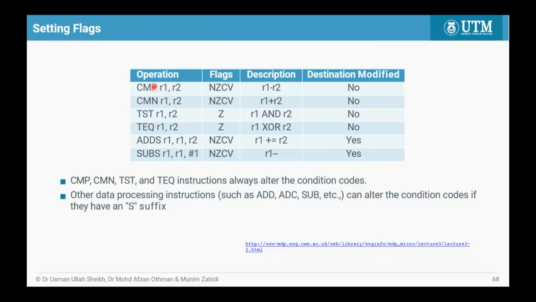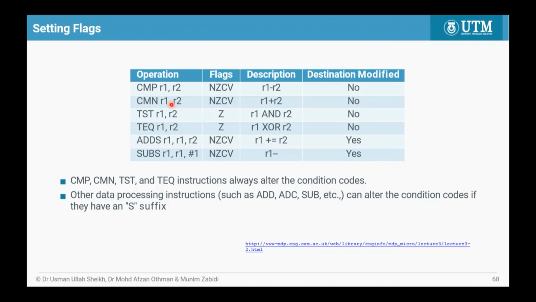Similar to this one is CMN, a compare but with a not instruction. What happens here is R1 plus R2. You add these two numbers, and the flags will be affected accordingly. What about the destination? Is the destination modified? No, the destination value will remain. Similarly, TST and TEQ look at the Z flag, and the values of R1 and R2 will not be affected.